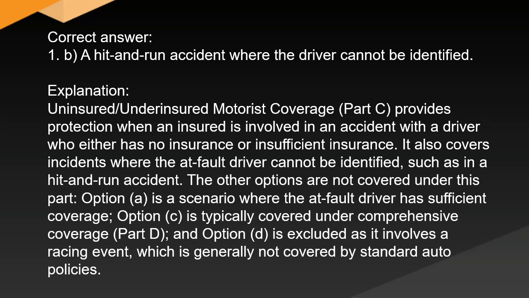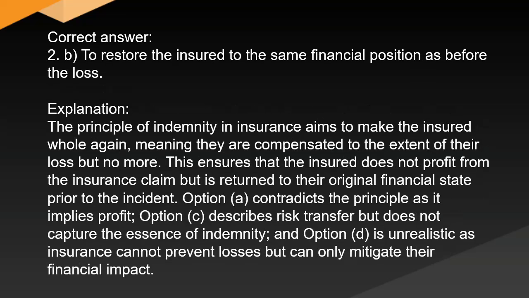The other options are not covered under this part. Option A is a scenario where the at-fault driver has sufficient coverage. Option C is typically covered under comprehensive coverage, Part D, and Option D is excluded as it involves a racing event, which is generally not covered by standard auto policies. Correct answer: B. To restore the insured to the same financial position as before the loss.